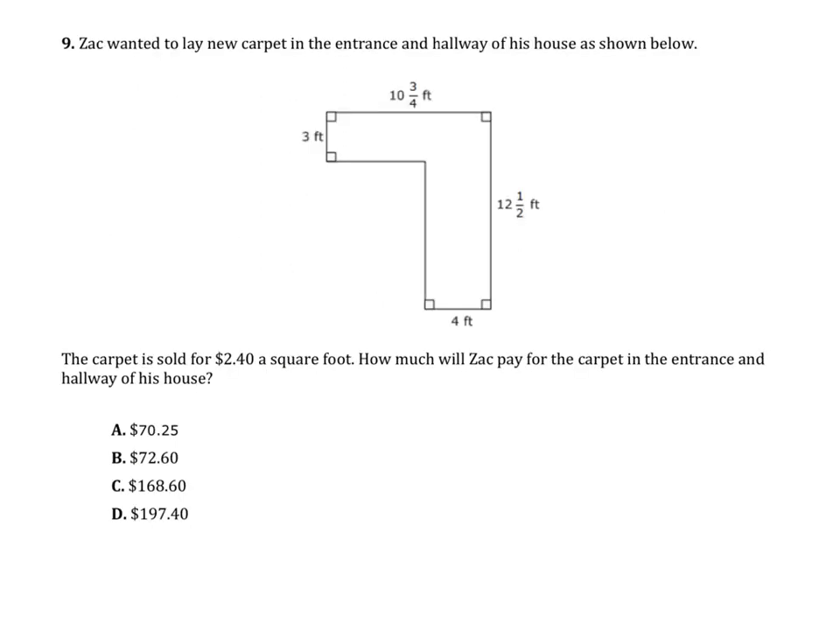All right, last we have number 9. It says Zach wanted to lay new carpet in the entrance and hallway of his house, as shown below. The carpet is sold for $2.40 a square foot. How much will Zach pay for the carpet in the entrance and the hallway of his house? So first off, it's looking for area. We have 2 shapes here, so I'm going to divide the shape right here.